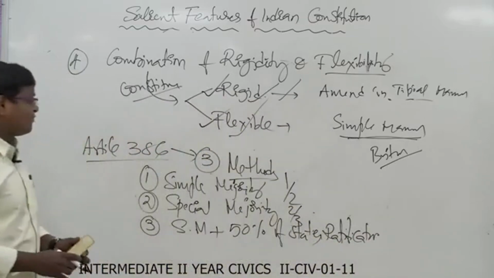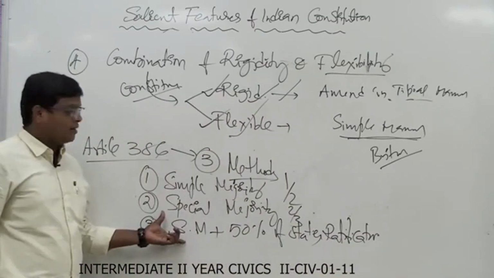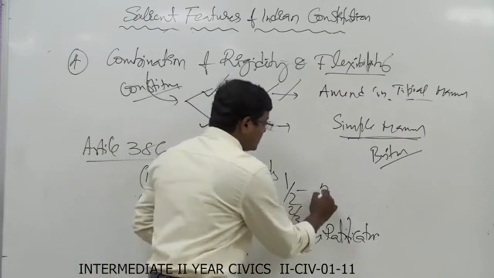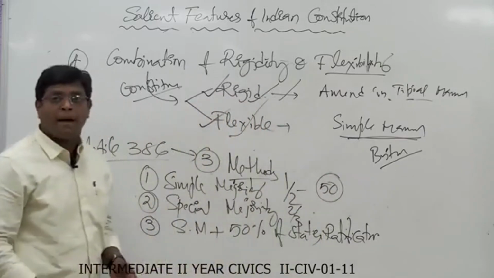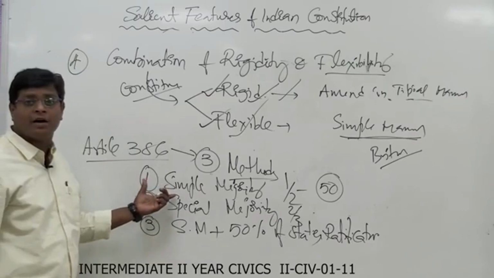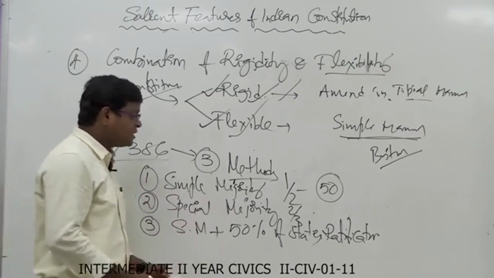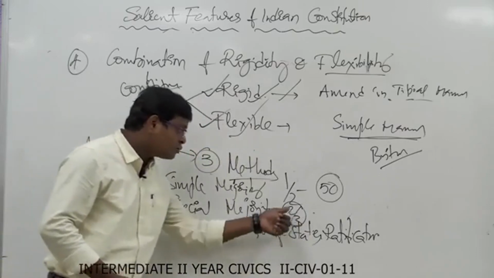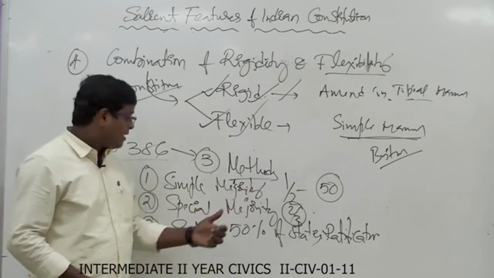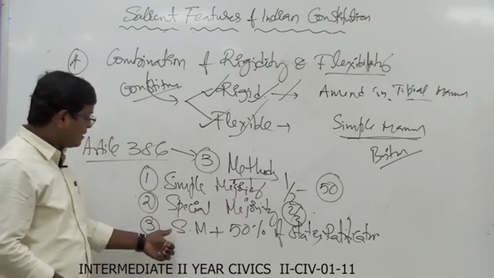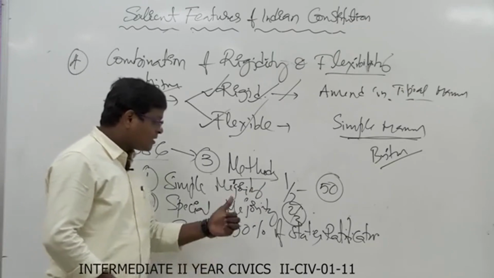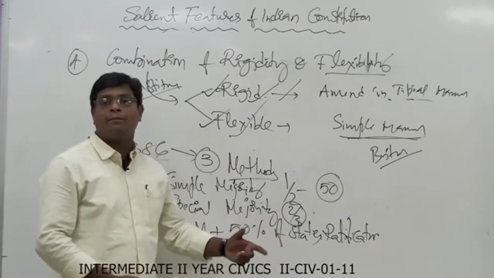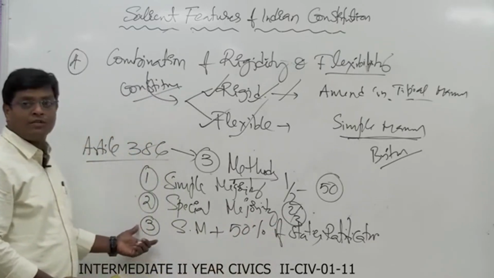There are three different methods to amend the Indian Constitution. One is the simple majority, that is a one-half majority, meaning 50% of the total members of both houses of the Parliament of India. Then the special majority, two-thirds majority. And the third is the special majority plus ratification by 50% of the states. 50% of states should approve to amend some of the provisions.